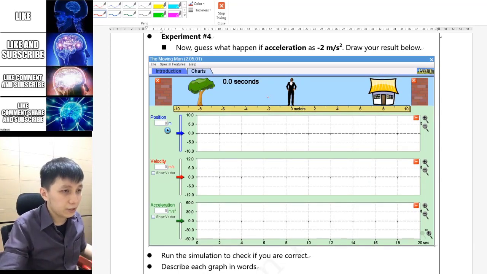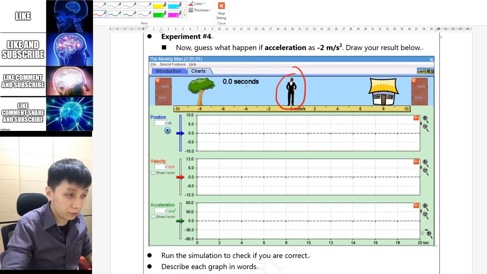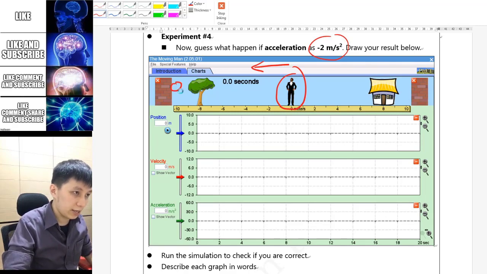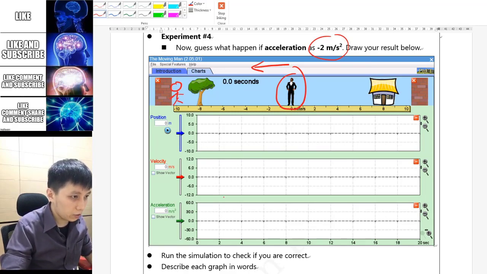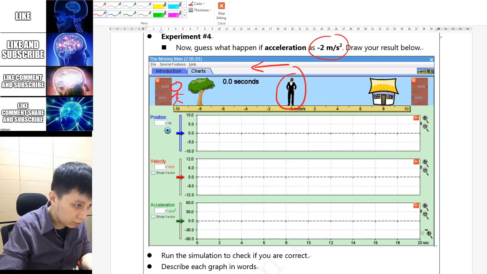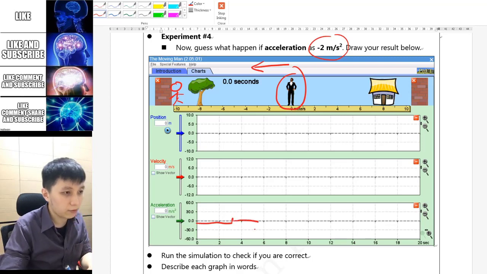So my prediction is, assuming we also start from 0, and this time it is negative 2, so that's why we should know it is going to the left and reaching negative 10 at the end when you hit the wall. And so for acceleration, it would still be maintaining negative 2 for about 3 point something. I actually don't know how much time it is. And then there should be a small spike until it reaches 0.